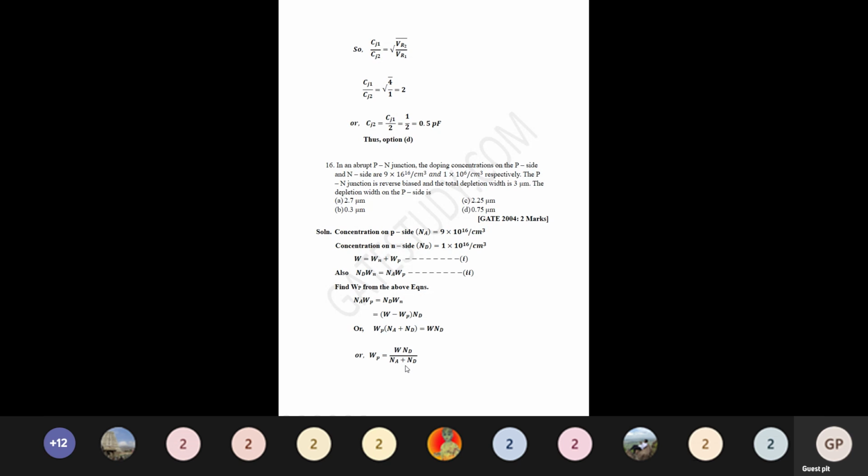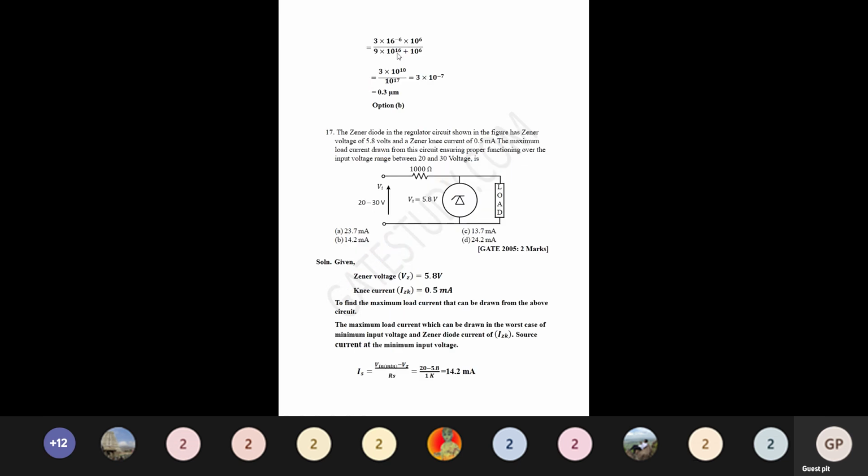So this is 3 into 10 to the power minus 6 into 10 to the power 16 divided by 9 into 10 to the power 16 plus 10 to the power 16. The value will be 3 into 10 to the power minus 7. It is 0.3 micrometer.